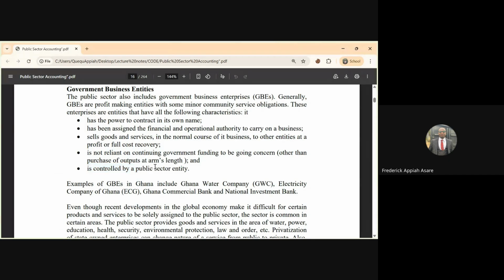Then finally, they are controlled by the public sector entity. As I said earlier on, they are all public sector institutions. However, they have been given some specific mandates in their operations.